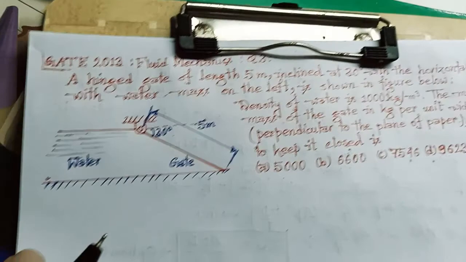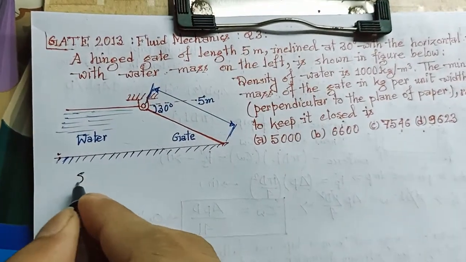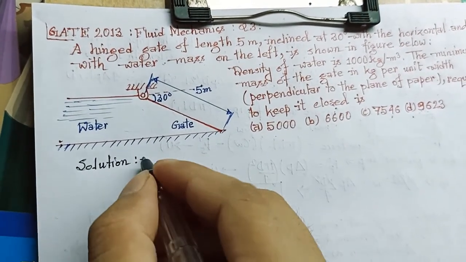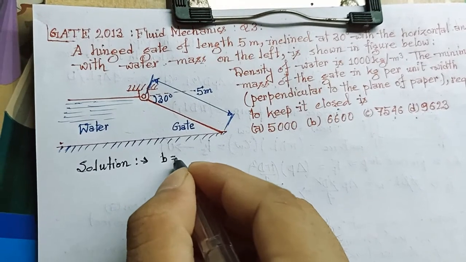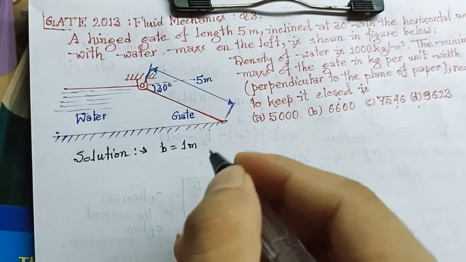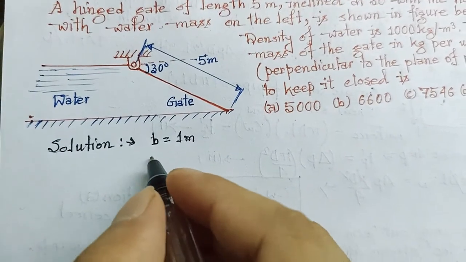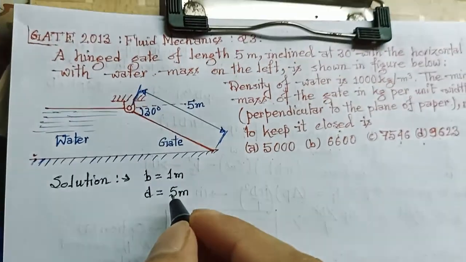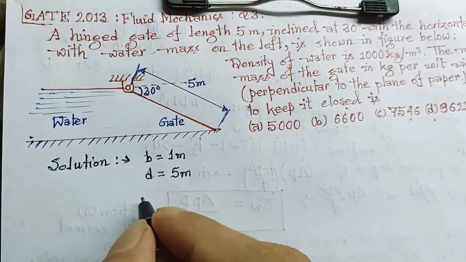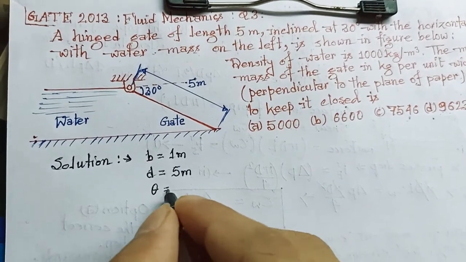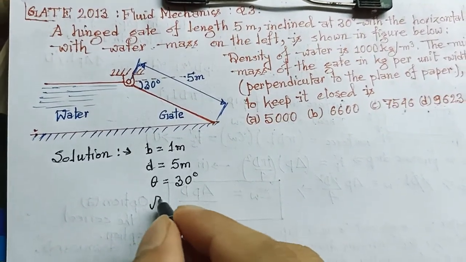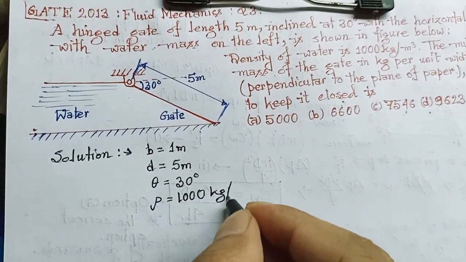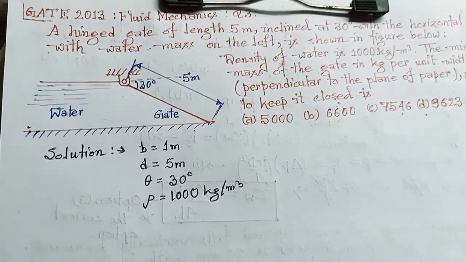So let's solve this question. Solution of this question: in the question it is given that B is equal to 1 meter. Next, D is equal to 5 meter and theta equal to 30 degree, rho equal to 1000 kg per cubic meter.